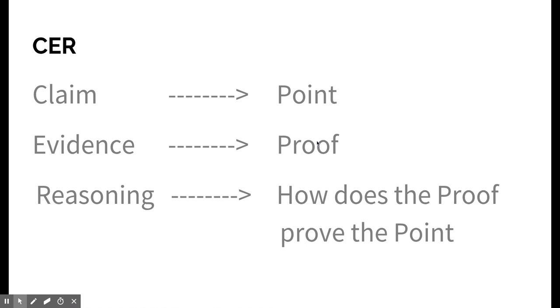And then reasoning. How does that quote prove your point? How does that quote prove your claim? So when you're talking about Samara and the impact on her thoughts, feelings, actions, and interactions, you need a quote from the story. It doesn't have to be a dialogue quote. It doesn't have to be something that someone said. It can be a line from the story. It can be a description from the story, but a quote from the story. And then explain how that quote shows how things are affecting Samara's thoughts, feelings, actions, and interactions.